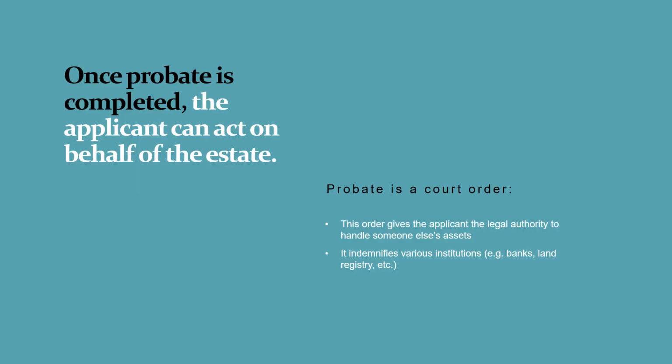Once probate is completed, the applicant can act on behalf of the estate. Because probate is a court order, it gives the executor the legal authority to handle someone else's assets. This order also indemnifies the various institutions the executor will need to deal with, like banks and land registries. Normally, these institutions won't release information, much less the actual assets, to someone who doesn't own them. The probate order means that these institutions can divulge information and give the assets to the executor without being held responsible later.